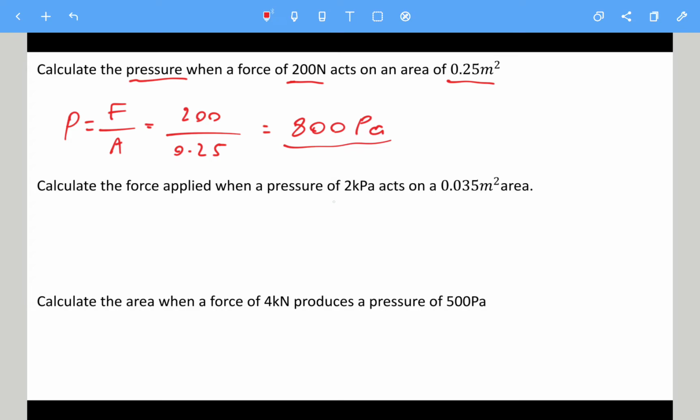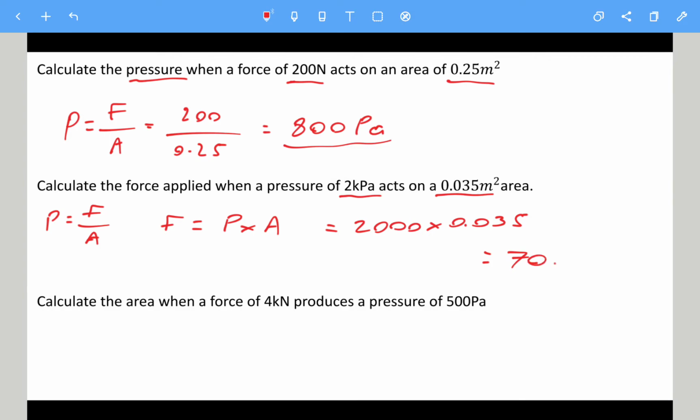Second one, calculate the force applied when a pressure of 2 kilopascals acts on 0.035 square meters. So if pressure is force over area, we need to get rid of a divide by area, so we need to do the opposite, which is times by area. So force is pressure times area. The pressure is 2 kilopascals. Kilo means 1,000, so that's 2,000 pascals, times the area, 0.035, which gives us a force applied of 70 newtons.